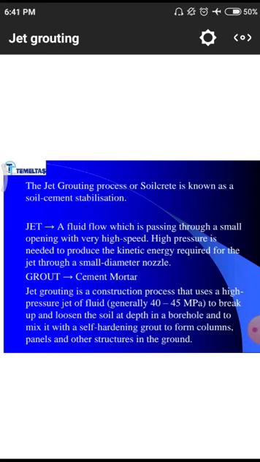Some chemicals are mixed along with these jets, that means along with the grouting materials like soil, cement or other admixtures, so that due to those chemical properties the material hardens very quickly and gains strength rapidly. Due to the self-hardening property and strength, the grout is used for columns, panels and other structures in the ground.